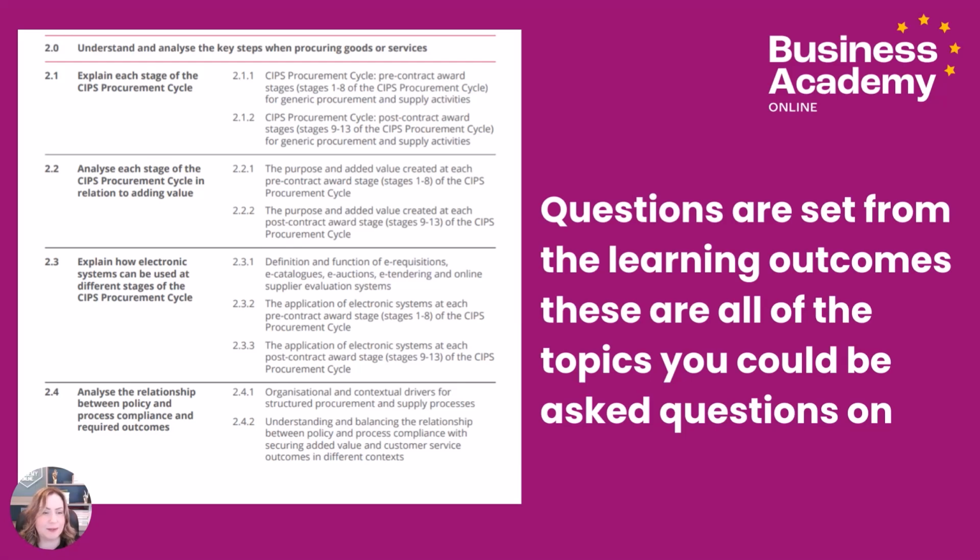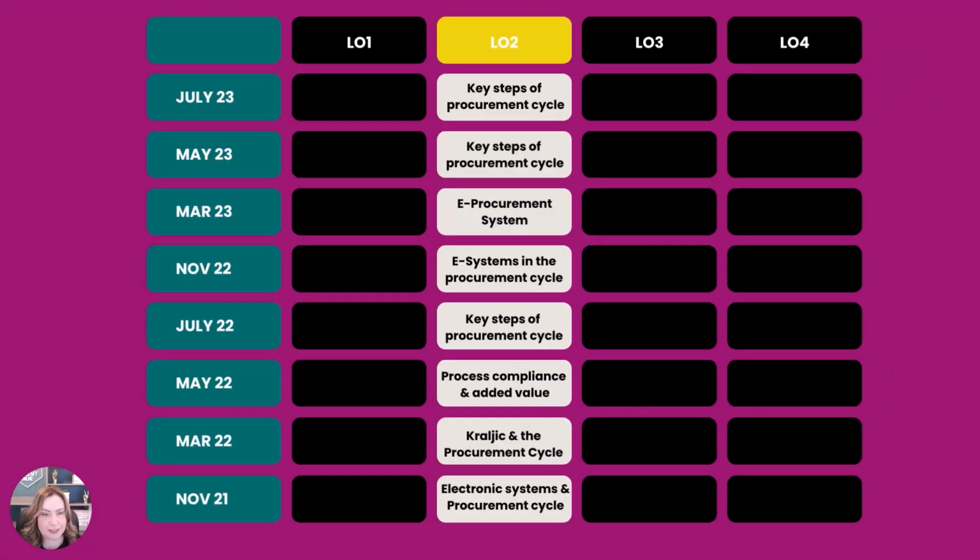So here it's about the need for structured procurement and supply processes and understanding the balance between policy and process compliance and added value. And that can be a really difficult trade-off when we're focused too much on all the regulations and legislation we need to follow. That can then limit the supply base and vice versa. Okay, so that's what they could ask you.